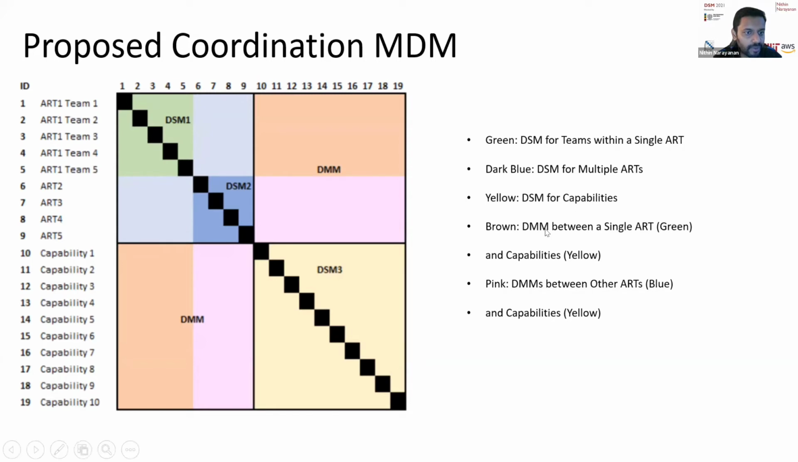And in the bottom half, you can see we looked at various capabilities, which is the next domain, and looked at how these teams are participating in these capabilities to deliver them. Between all these capabilities, the brown and pink sections are the ones that show, at a team level and at an ART level, the participation that is required to deliver each of these capabilities.